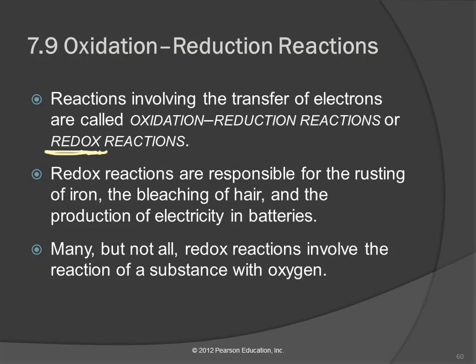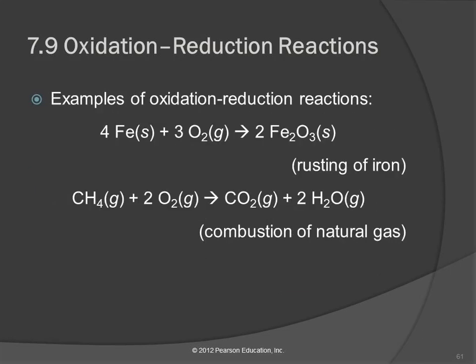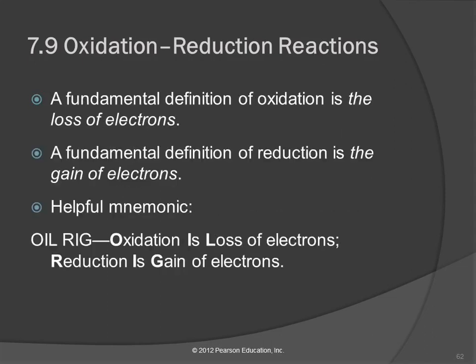A lot of these redox reactions involve the reaction of a substance with oxygen. Not all of them, but many of them do. So here are a couple examples. This is what happens when iron rusts. Iron reacts with oxygen and forms iron(III) oxide, which is rust. The combustion of natural gas is a burning reaction, but it's also an exchange of electrons. So anything burning, anything reacting with oxygen, is going to end up being an oxidation-reduction reaction.